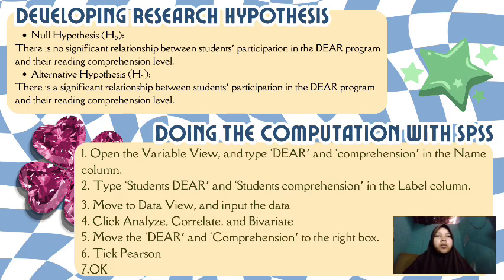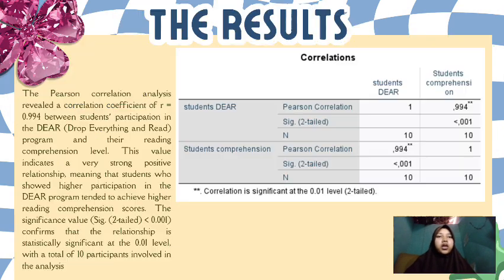Next, we input the data into SPSS. First, open the variable view and type DEAR and comprehension in the name column. Type student DEAR and student comprehension in the label column. Then move to data view and input the data, click analyze, correlate and bivariate, and then move DEAR and comprehension to the right box. After that, tick Pearson and OK. And this is the result.